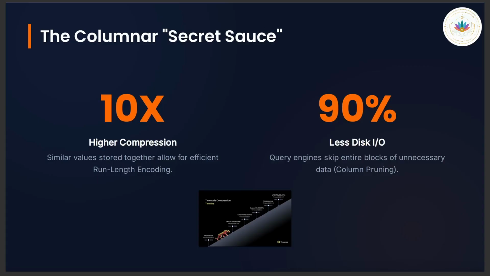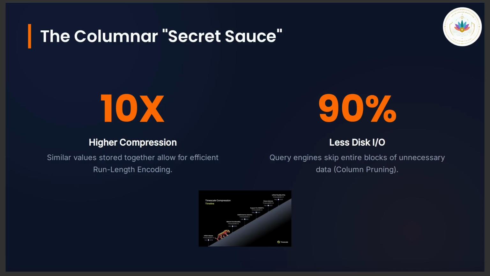Now, let's look at this slide because I want to give you the actual engineering secret sauce behind why columnar storage achieves these insane speeds. It boils down to two core concepts that you will absolutely be asked about in system design interviews: run length encoding and column pruning. First, look at the 10 times higher compression metric.